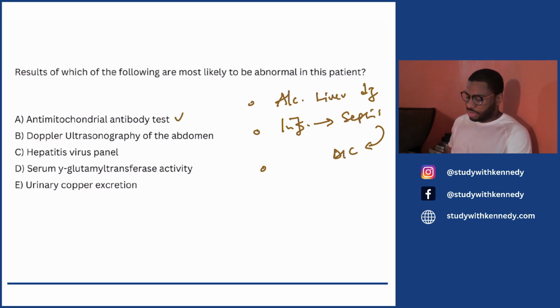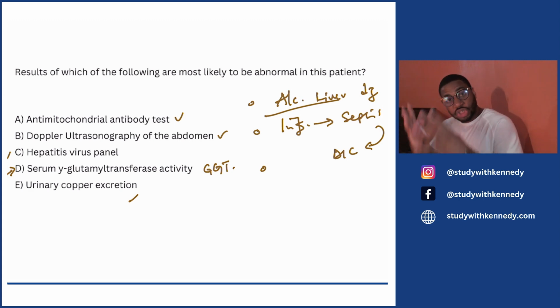So when we look at this, the antimitochondrial antibody test has nothing to do with what we're talking about here. Doppler ultrasound of the abdomen? What are you talking about? Maybe you can see something on ultrasound of the abdomen, who knows, right? Hepatitis virus panel, we said it's alcoholic liver disease, not hepatitis or something like that. Serum gamma glutamyl transferase activity, this is GGT. Urine copper excretion is Wilson's disease. We know it's not Wilson's disease. So we can say for certain, we know this patient has alcoholic liver disease.